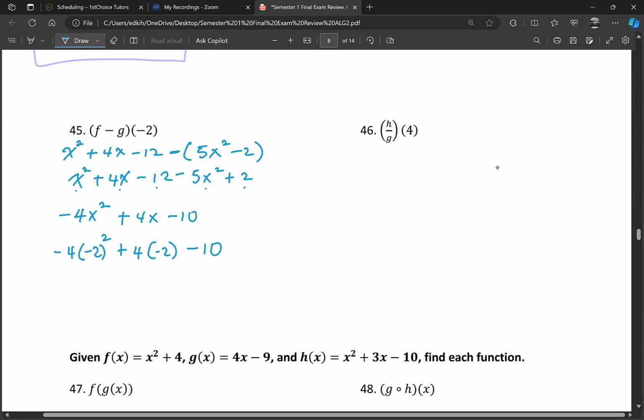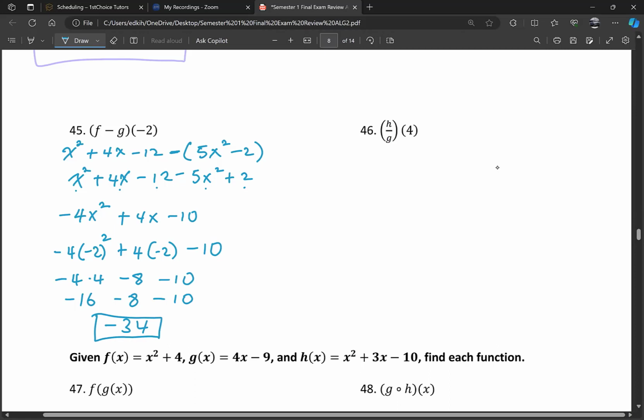Again, these are instructions. Do that first and then plug in the number next to it once you've done the first part. So using algebra, or just plugging this into your calculator, this will be negative 4 times 4 minus 8 minus 10. So negative 16 minus 8 minus 10. Negative 24 minus 10 is negative 34 as your final answer.